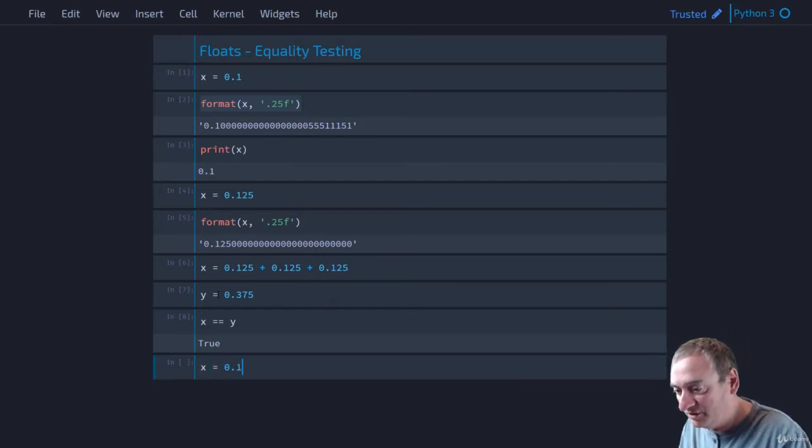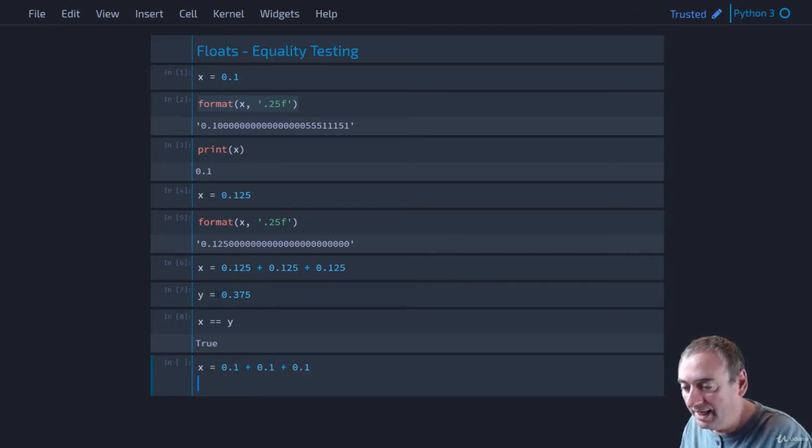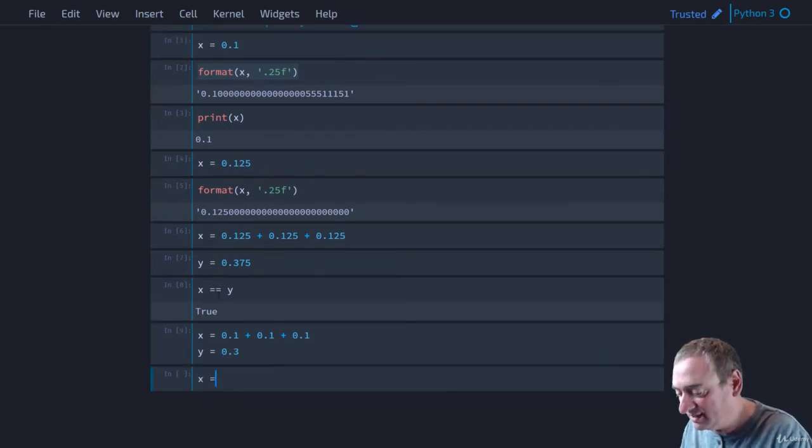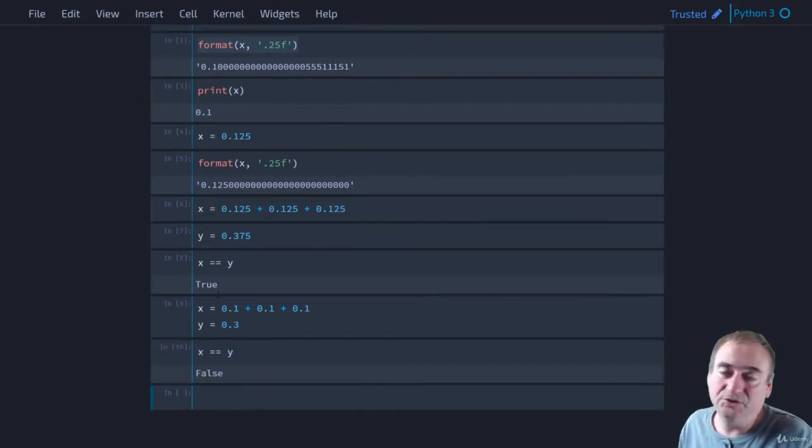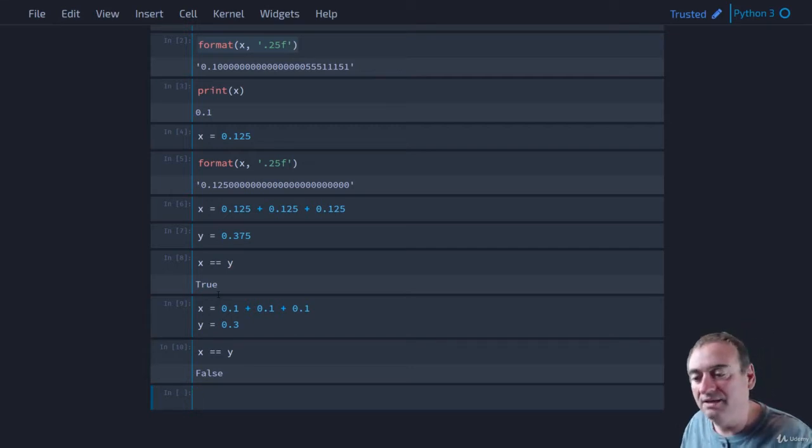But on the other hand, if we do this, let's look at x equals 0.1 as we did before, and let's say y equals 0.3. Then when we do x equals y, that turns out to be false. That's because 0.1 and 0.3 do not have finite binary representations. Therefore, they can only be stored as approximations in our float data type. Okay, so how do we compare floats?